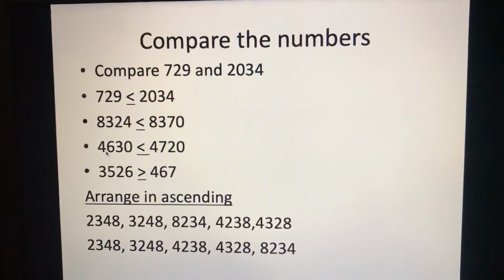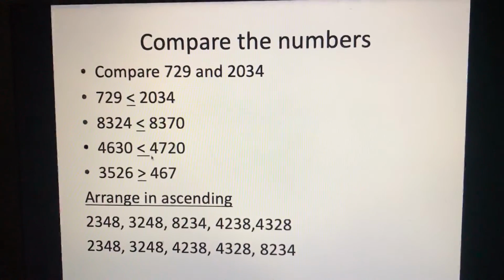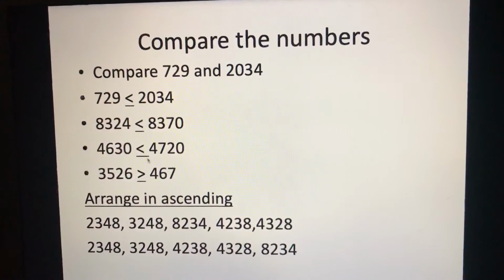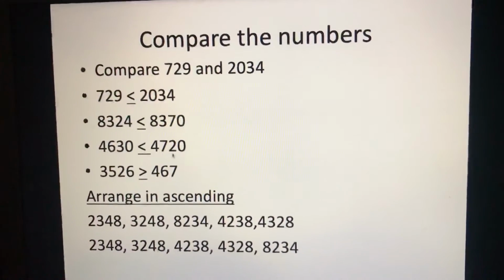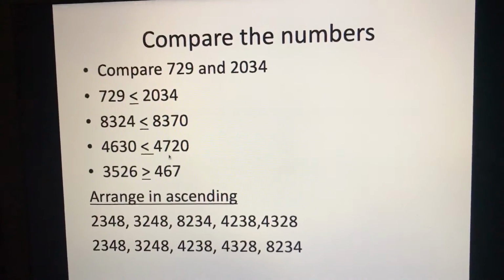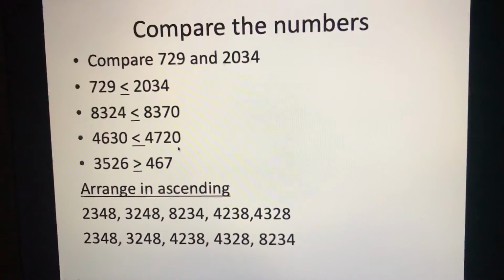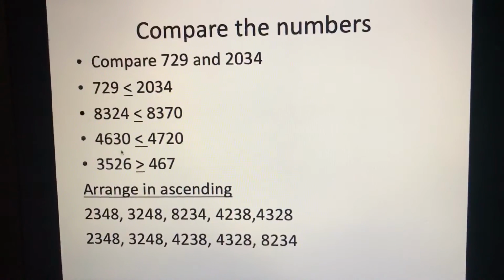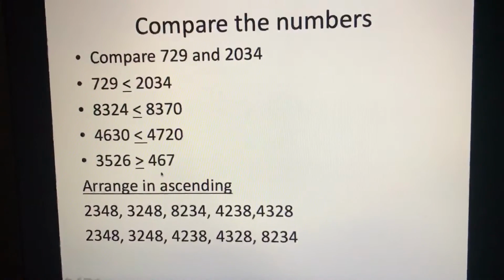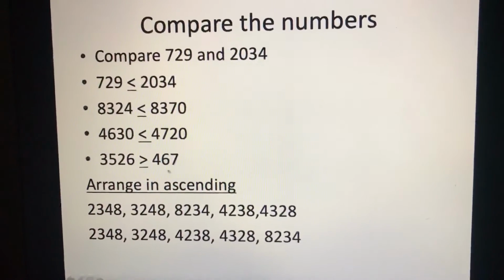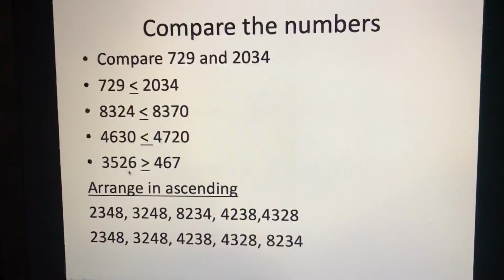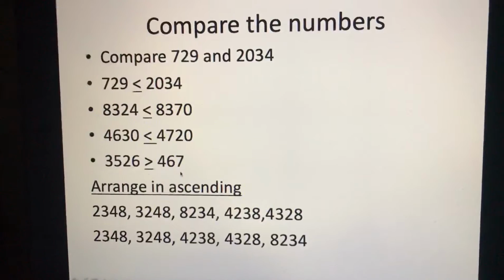Next is 4630 and 4720. Thousands place are equal. At hundreds place, 7 is greater than 6. So this number is greater than this number. 4720 is greater than 4630. Next example is 3526 and 467. Here there is no thousands place, so 3526 is greater than 467.